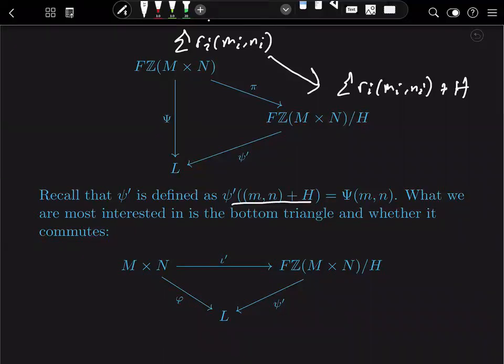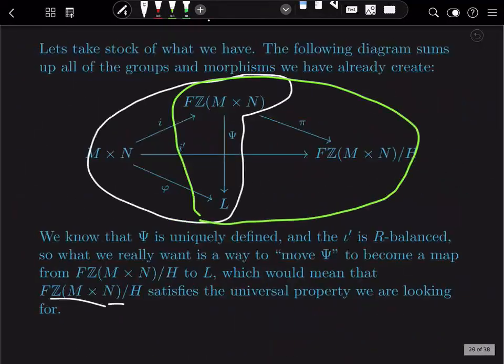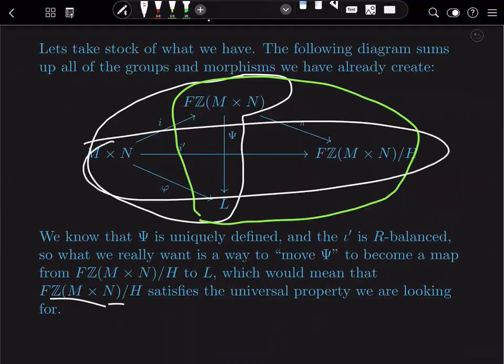Here I'm just writing it in the form of single elements, because of course we have mn here, and that gets sent to mn plus h. I should have included a sum here, but it doesn't hurt to just write it this way, because what we're most interested in is this bottom triangle. So what we're most interested in is this triangle here.